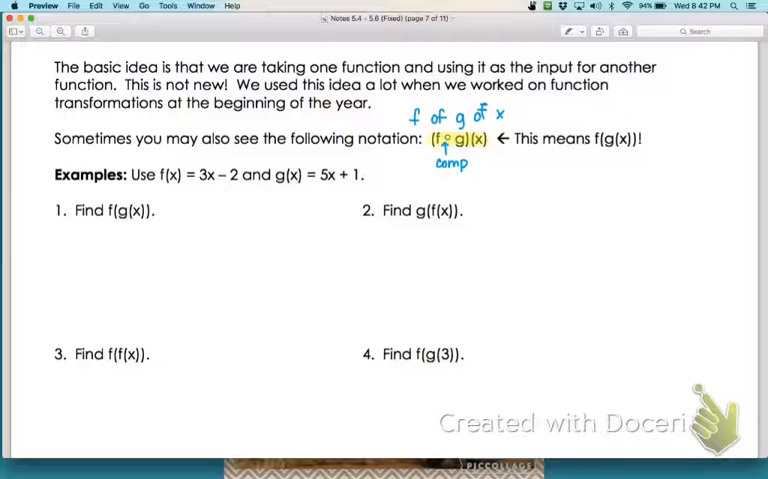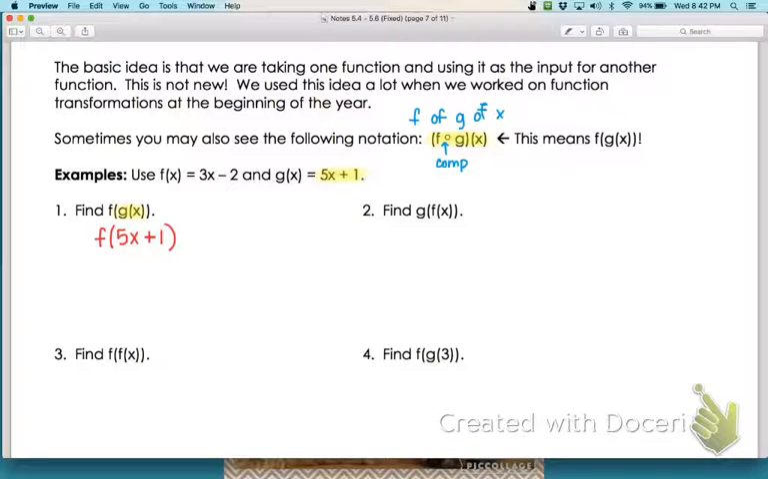Okay, so it is always best to work from the inside out. So we start and we're going to do f of g of x. So g of x was what goes in the inside, and by the functions that we're given, g of x is equal to 5x plus 1. So that means that I want to do f of 5x plus 1.